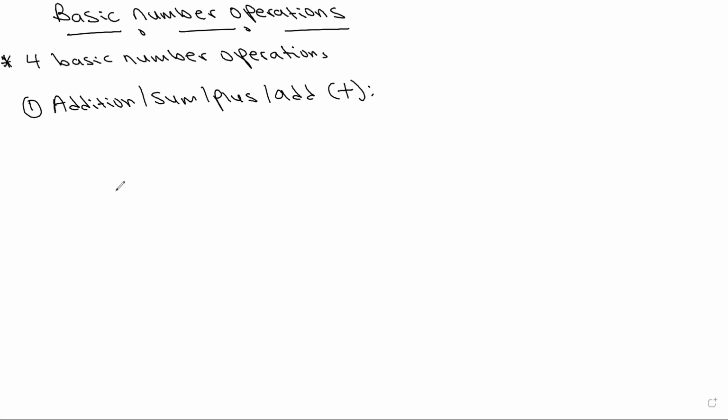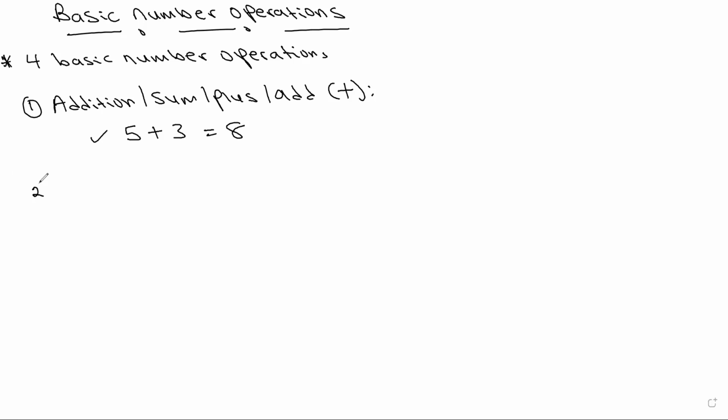So basically, when we talk about addition, we're talking about finding the sum or the total of two or more numbers together. So for instance, if I say 5 plus 3, that will give you 8. So that means we're adding 2 numbers together. So we're looking for the sum total.